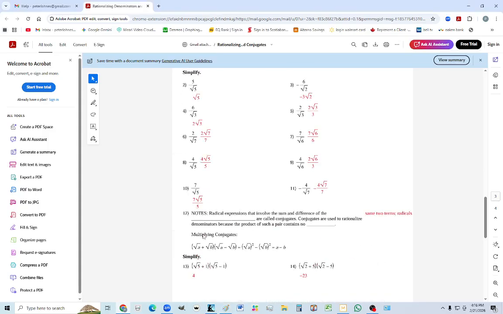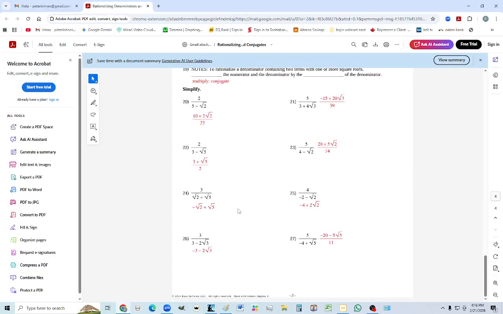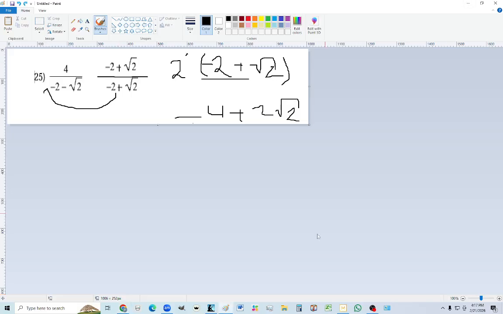Let me just see if that's what it's showing you, the same thing there. And yeah, this answer is not correct, because I think he made an error here. It should be minus 2. Oh, maybe not. Hang on, let me see what I got. No, I'm minus 4, plus 2 square root of 2.